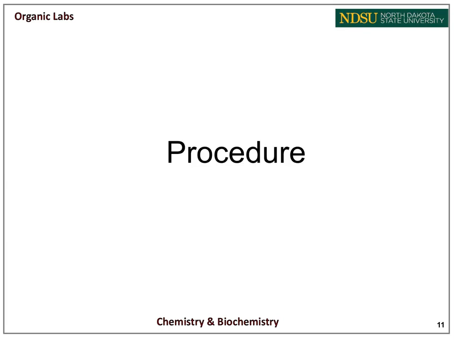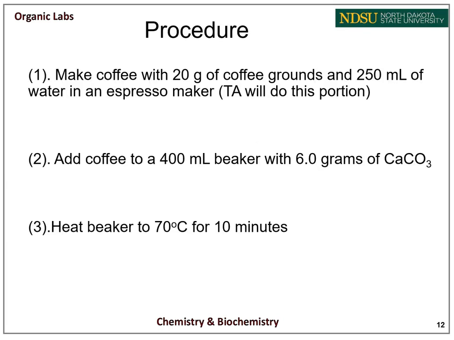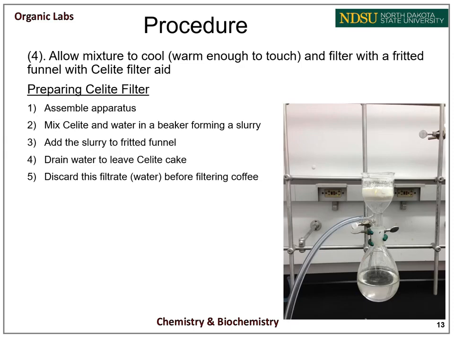Now for a summarized procedure. Step 1. Make coffee with 20 grams of coffee grounds and 250 milliliters of water in an espresso maker. The TA will do this part for you. Step 2. Add coffee to a 400 milliliter beaker with 6 grams of calcium carbonate. Step 3. Heat the beaker to 70 degrees Celsius for 10 minutes. Step 4. Allow the mixture to cool so that it's warm enough for you to touch with your hand.